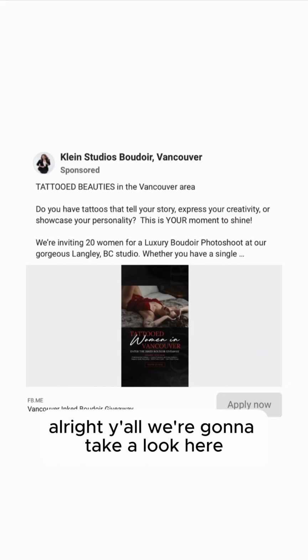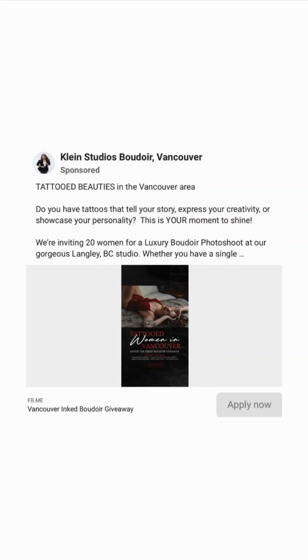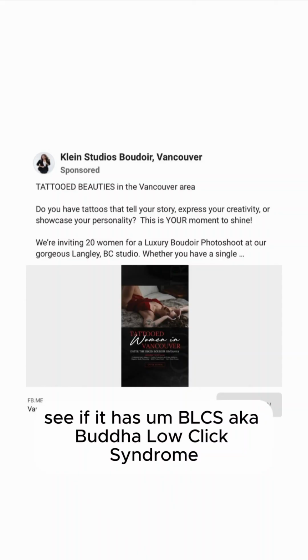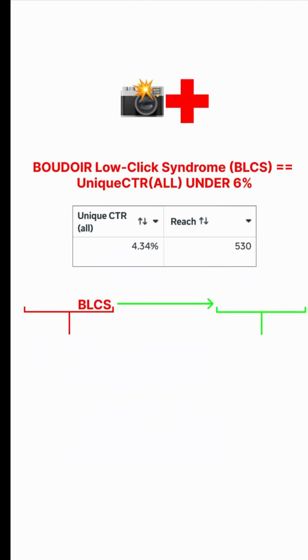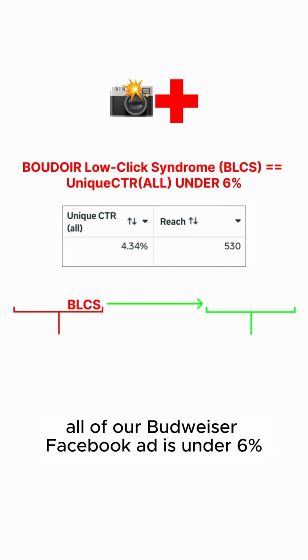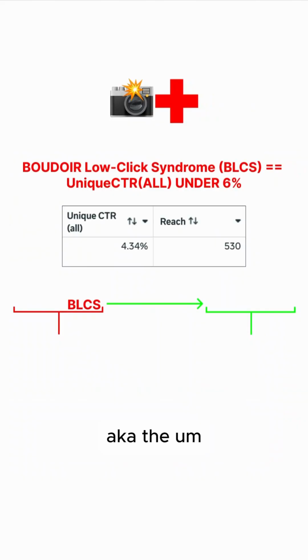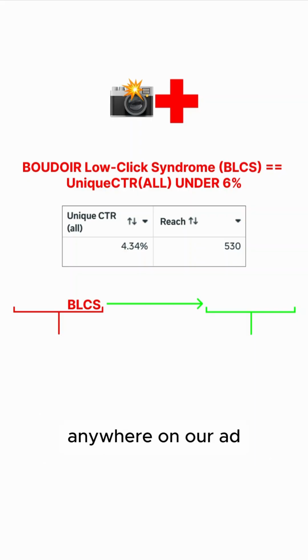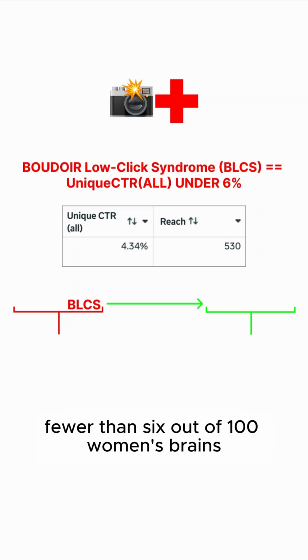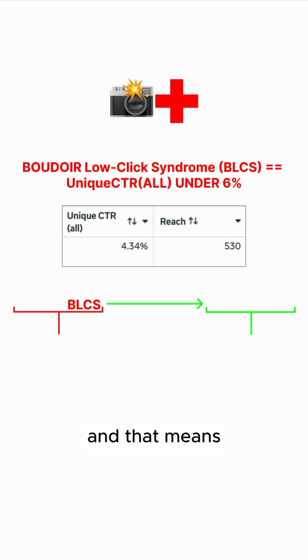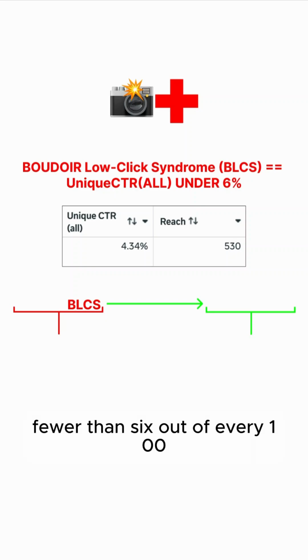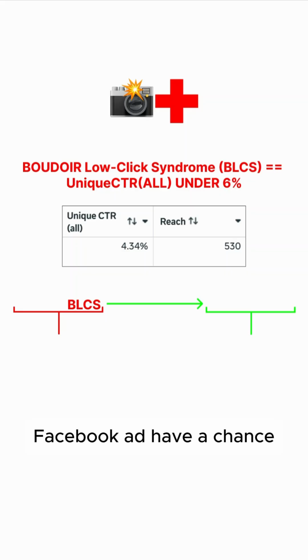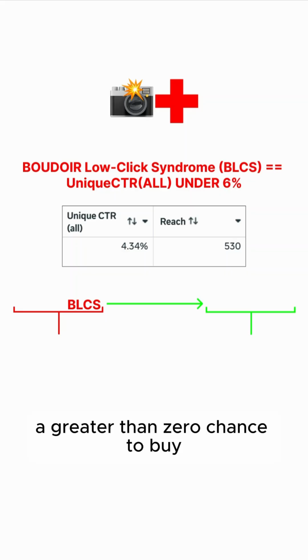All right, y'all, we're going to take a look here, diagnose this Boudoir Facebook ad, see if it has BLCS, aka Boudoir low click syndrome. So BLCS is when the unique CTR of our Boudoir Facebook ad is under 6%, aka fewer than 6 out of 100 women are clicking anywhere on our ad. That means our ad is entering fewer than 6 out of 100 women's brains, and that means fewer than 6 out of every 100 women that see our Boudoir Facebook ad have a greater than zero chance to buy.